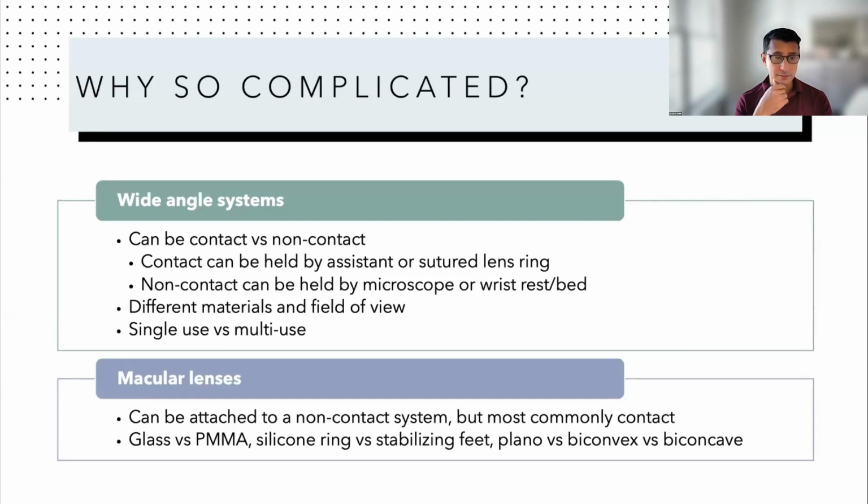And then for macular viewing, same thing. It can be attached to a non-contact system, but most commonly, as you guys answered in your polling questions, there's a contact. You just put the contact lens on, and that's the most common way to do it. And those can come in different materials too, like glass, PMMA, silicone ring to stabilize versus stabilizing feet, plano versus biconvex versus biconcave, basically minification, magnification.